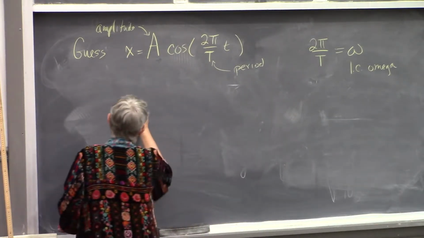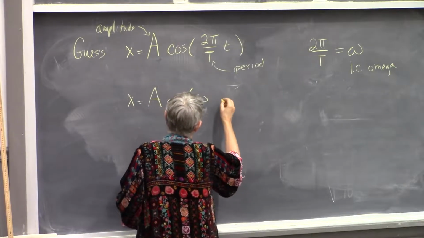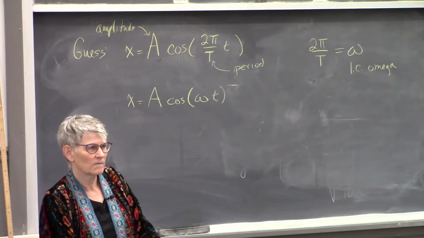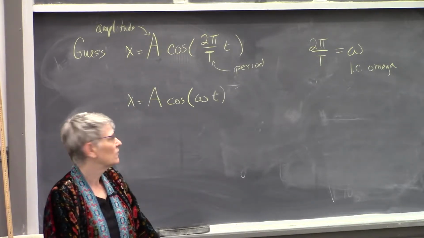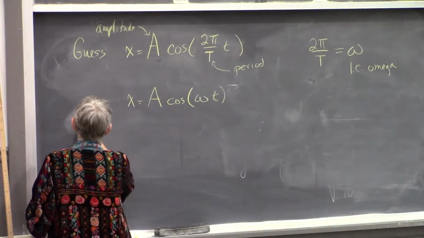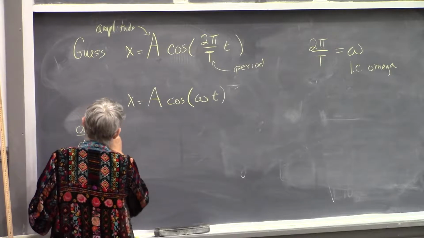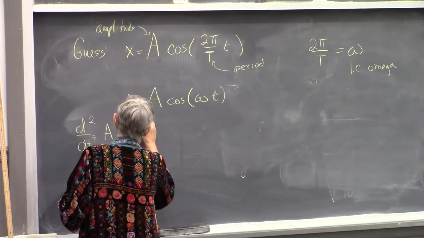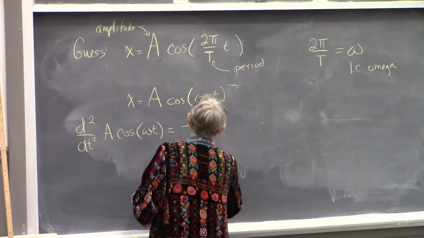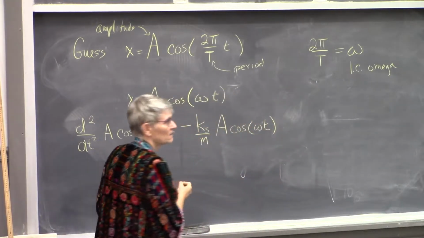So basically, we're guessing x is some amplitude times cosine of 2 pi over the period times t. Are you with it so far? So how do we check? Well, we just plug it back into our equation and check. So our equation now looks like d squared dt squared of A cosine of omega t is equal to minus the spring stiffness over the mass attached to it times A cosine of omega t.